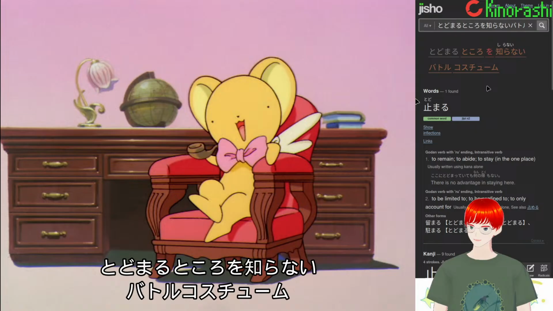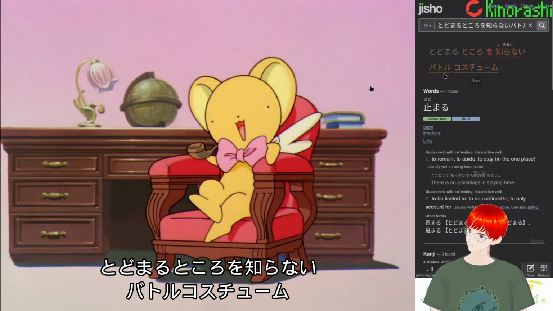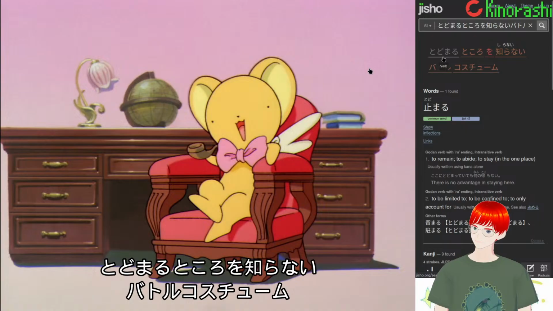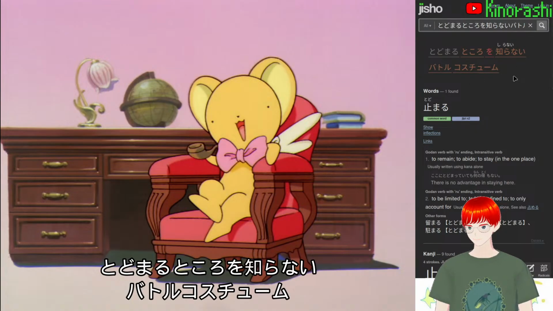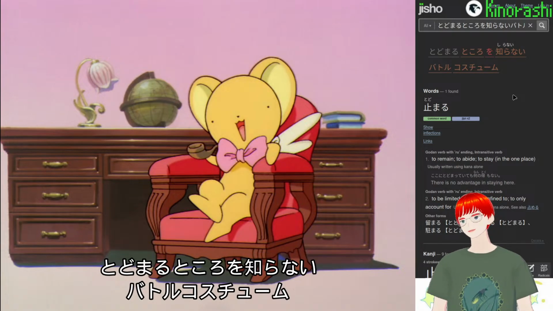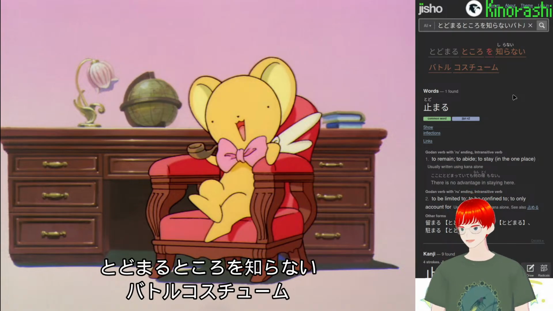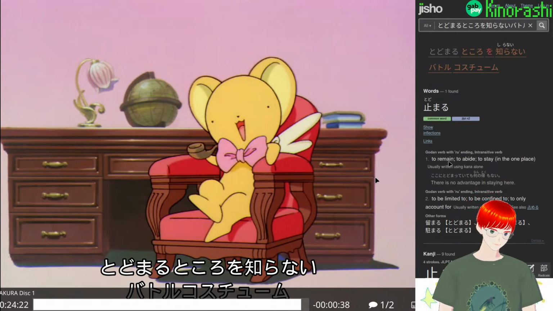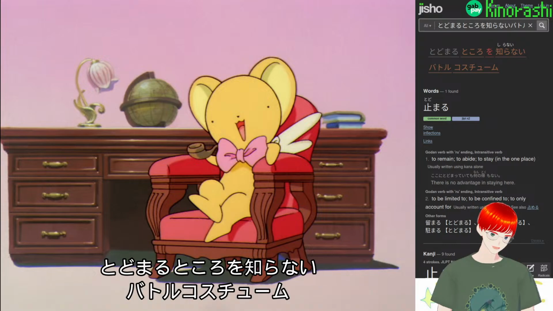So to abide, to stay. So the abiding place. So does not know the abiding place. And then this is a clause that describes the noun battle costume. So a battle costume that does not know the abiding place. In other words, that knows no bounds, to not be limited. So does not know a limiting place. In other words, is not limited. Okay, I see. So, todomaru tokoro wo shiranai batoru costume.